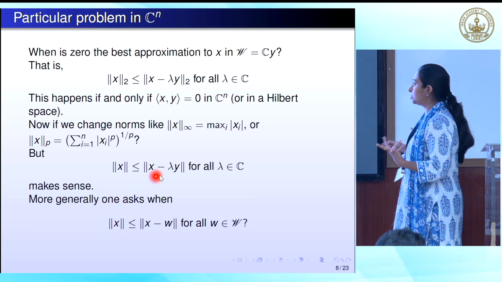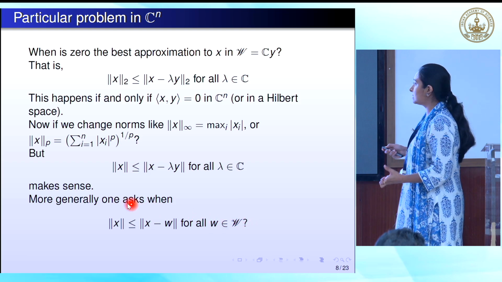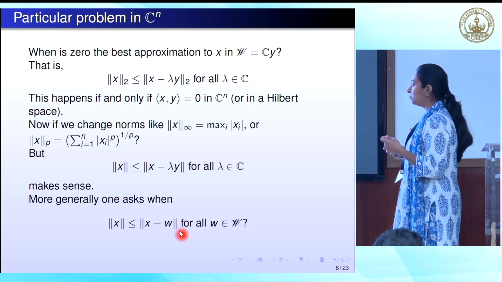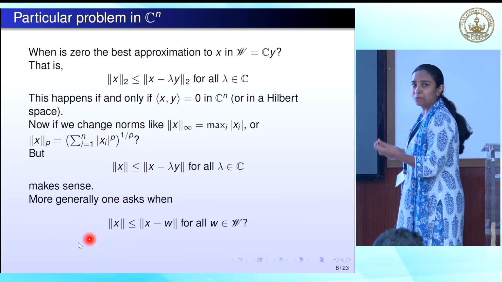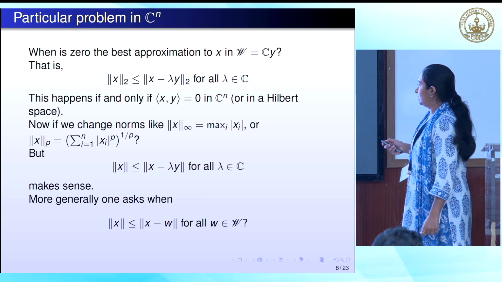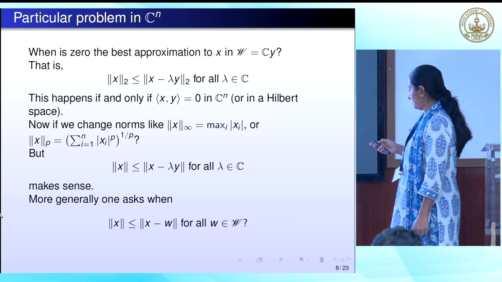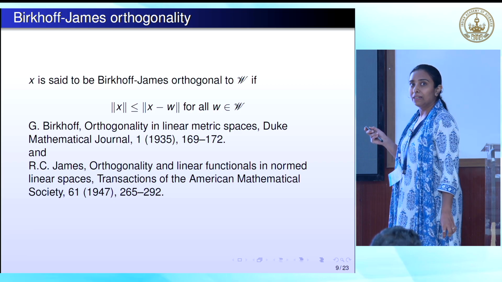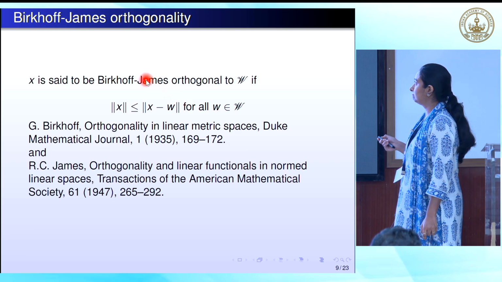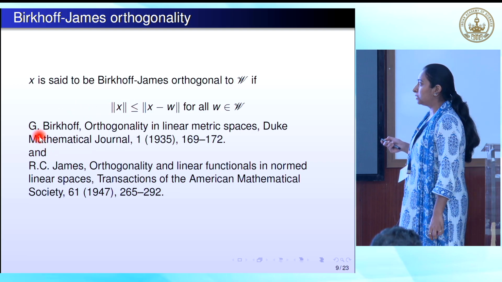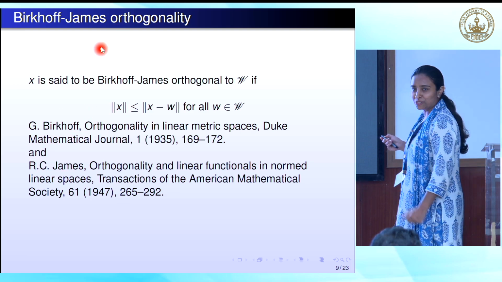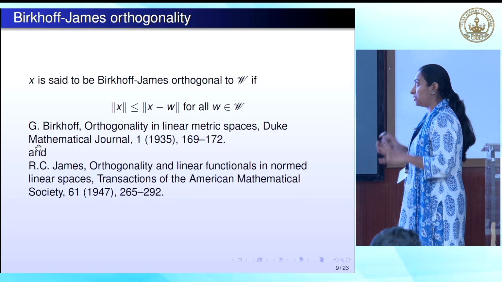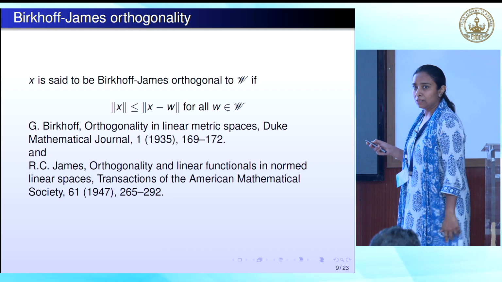More generally, if I want to stay in vector subspaces, then I would ask this question. Again I repeat: when is 0 the best approximation to W from X? In the next slide, I will say that X is said to be Birkhoff-James orthogonal to this subspace if this condition holds. This was initially done by Birkhoff and James, therefore the name Birkhoff-James. Birkhoff initially did it only for R^3, but James really truly generalized it to normed linear spaces.